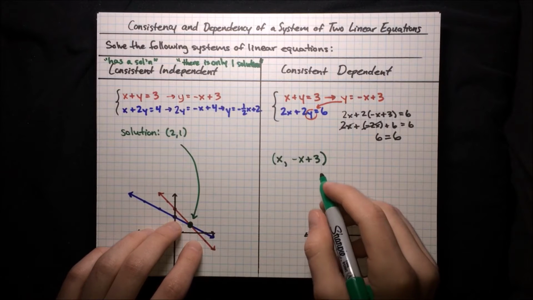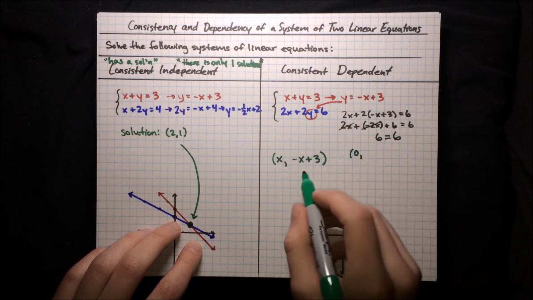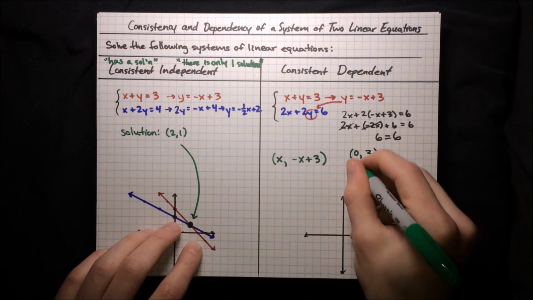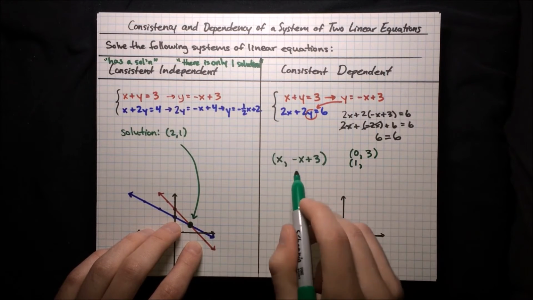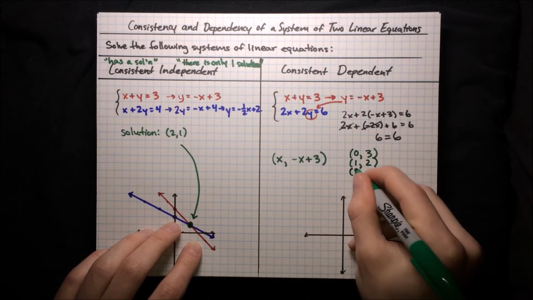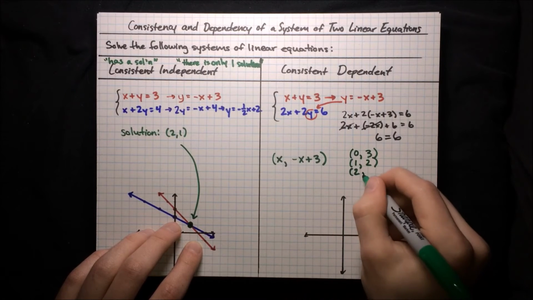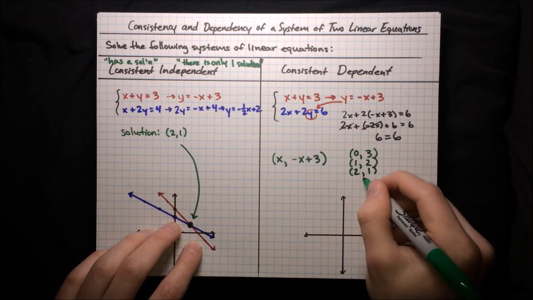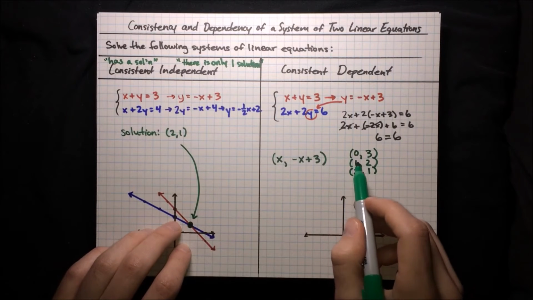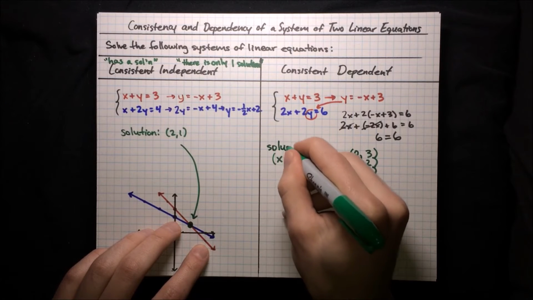So x could be 0. If we had 0, then the y-coordinate would have to be negative 0 plus 3, which is just 3. x could be 1, in which case the y-coordinate would have to be negative 1 plus 3, so just 2. x could be 2, then the y-coordinate would have to be negative 2 plus 3, so that's just 1, and so on. You could keep going. So there are really infinitely many solutions of this form, but this would be the general solution form.